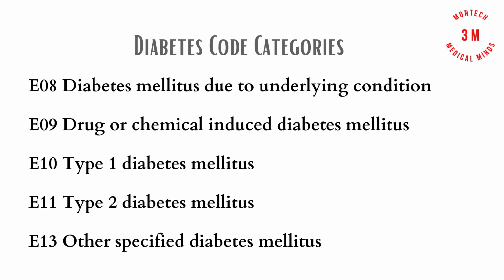Diabetes ICD-10-CM code categories. E08 diabetes mellitus due to underlying condition. E09 drug or chemical induced diabetes mellitus. E10 type 1 diabetes mellitus. E11 type 2 diabetes mellitus. E13 other specified diabetes mellitus. Let's discuss the above categories in detail.